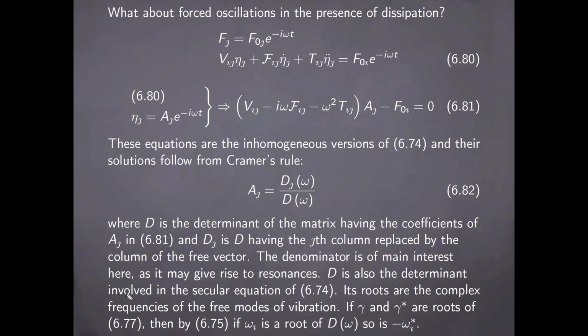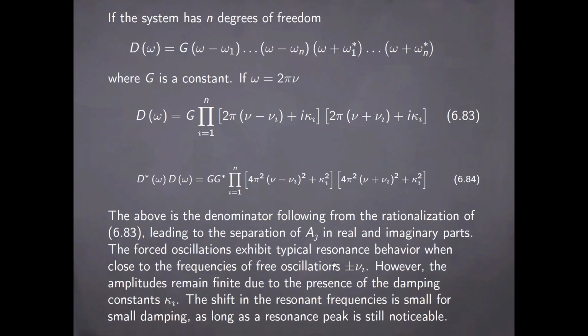It is also the determinant involved in the secular equation of 674. Its roots are the complex frequencies of the free modes of vibration. And so if gamma and its complex conjugate are the roots of 677, then by the relation 675, if omega index I is a root of the omega, then so is minus its complex conjugate. If the system has n degrees of freedom, we can expand this determinant as the product shown here, where g is just some constant.